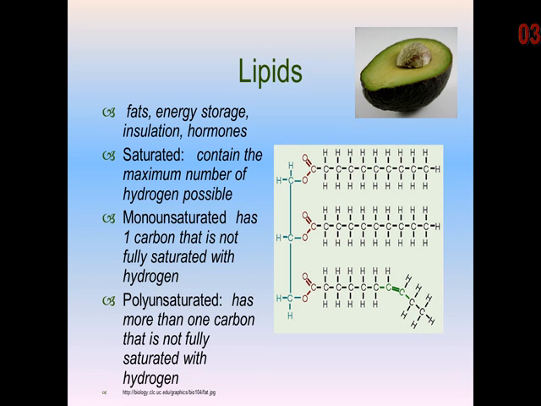The polyunsaturated fats will have more than one carbon that is not fully saturated with hydrogen. These will be liquid at room temperature as well as in the refrigerator and are also less stable. Their lack of stability makes them less suitable for cooking when you are trying to avoid trans fatty acids, since they can easily form from polyunsaturated fats when they are cooked.